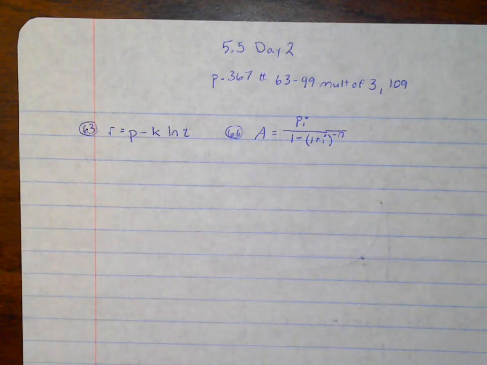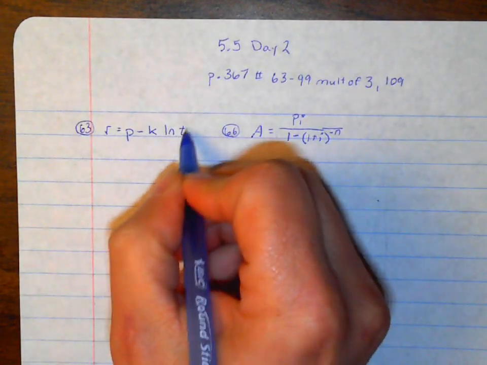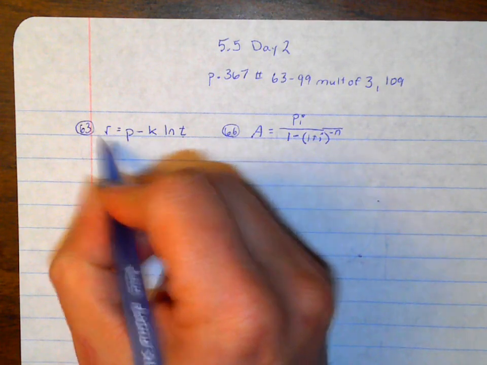5.5 day 2. I know there's a bunch of letters here. Pretend they're numbers though. And we want to solve for the t. Okay, we get this t by itself here. So I'm going to get rid of these first. I'm going to subtract this over.